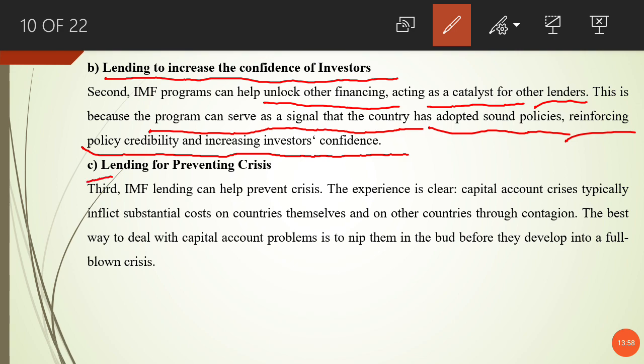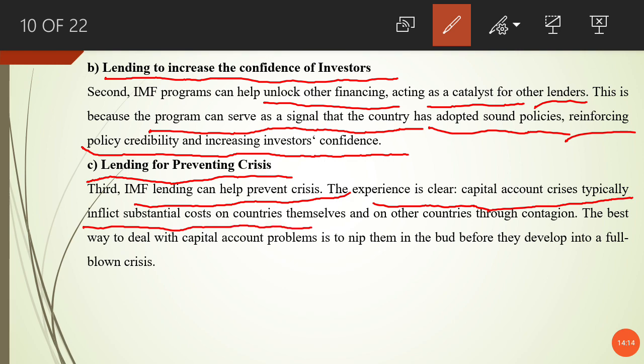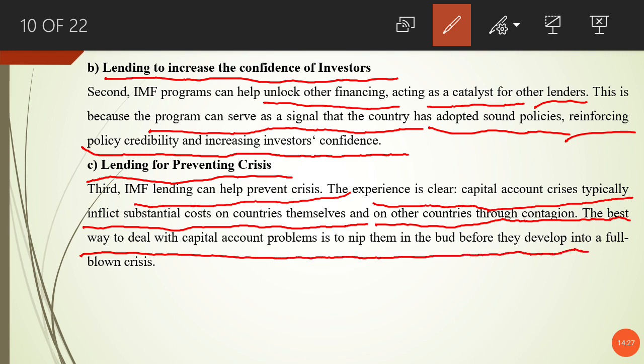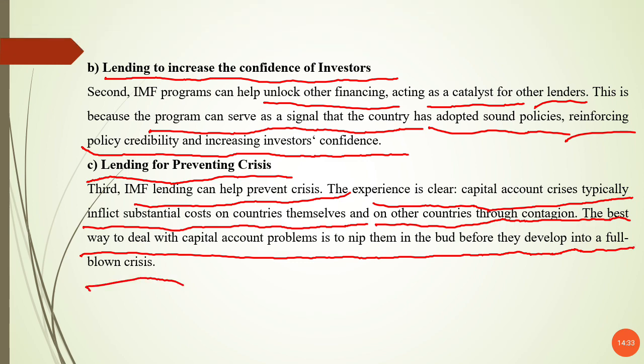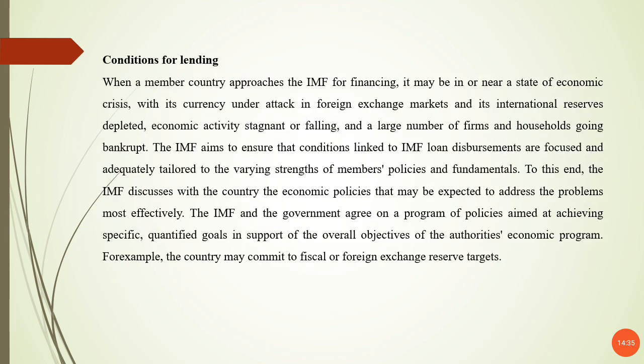C. Lending for preventing crisis. Third, International Monetary Fund lending can help prevent crisis. The experience is clear. Capital account crises typically inflict substantial cost on countries themselves and on other countries through contagion. The best way to deal with capital account problems is to nip them in the bud before they develop into a full-blown crisis. Conditions for lending.